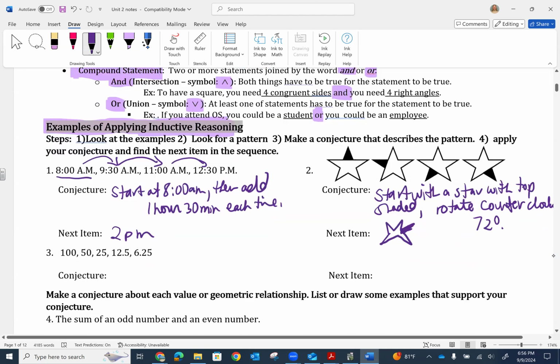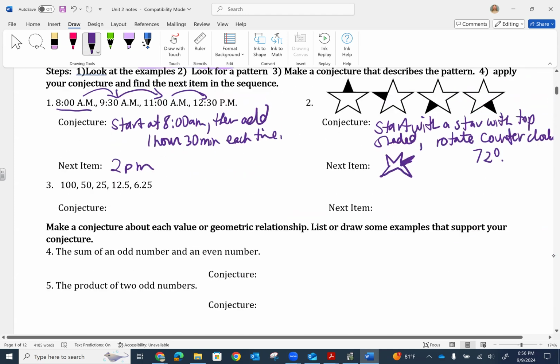Okay, so let's keep moving. Here are these numbers. If you notice, we start with 100. And what are we doing? We are dividing by 2.